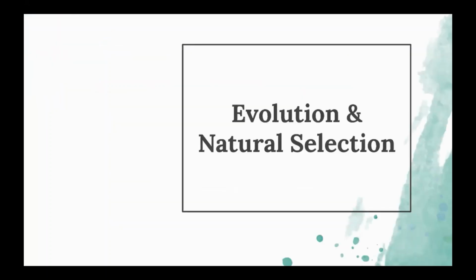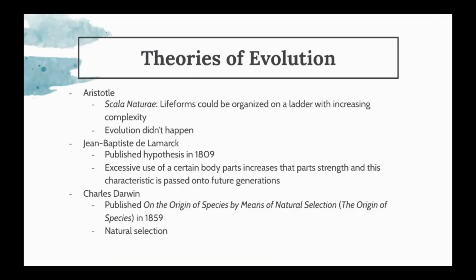Okay, so to evolution and natural selection. There have been a couple of theories of evolution throughout history. First, we have Aristotle, who believed that life forms could be organized in a ladder, and basically he thought that evolution never happened. He saw organisms in increasing complexity. For example, you have bacteria, although they didn't know about bacteria back then. But if he knew about bacteria, he would have thought they are really simple life forms. And then he would go up to humans, which are made of trillions of cells and are very complex life forms, you could say.